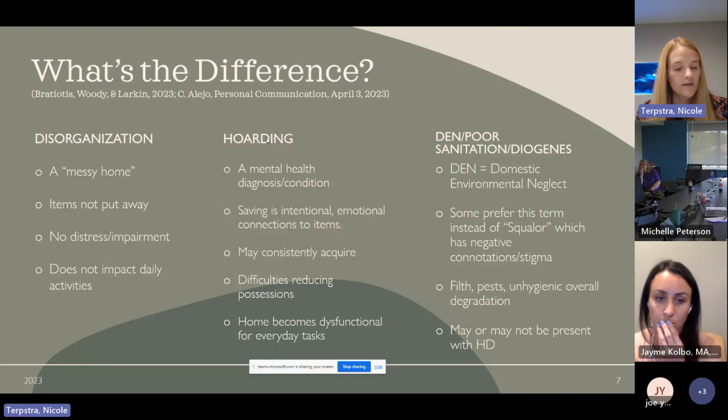And then lastly, rather than saying squalor, some individuals prefer to use the term poor sanitation or the acronym DEN, which stands for domestic environmental neglect, as there are fewer negative connotations and stigma associated with this term. Poor sanitation is characterized by filth, pests, rotting food, unhygienic conditions, and overall degradation of the environment. Poor sanitation may or may not be present with hoarding disorder, as each individual's case is different. In Diogenes, the client will often have a lack of insight into their living conditions.